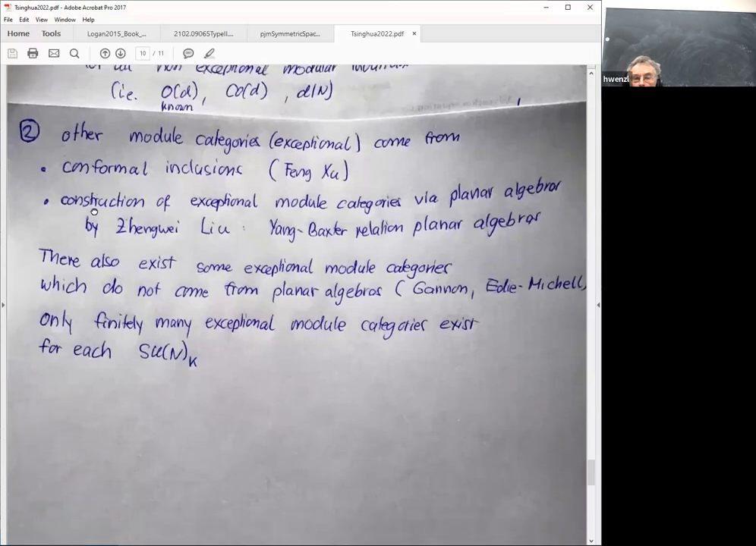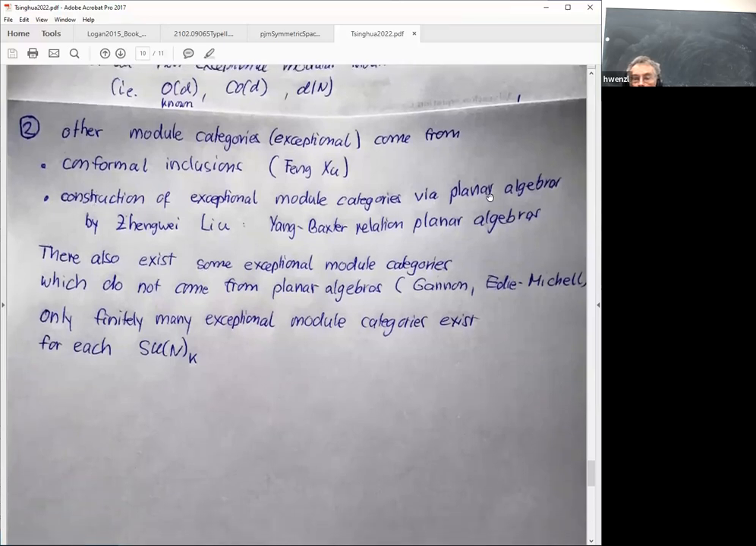There also exists another construction of exceptional module categories via planar algebras, like Tsinghua constructed some of them using in his paper Yang-Baxter relation planar algebras. And this is essentially, in principle, almost the same. The idea is more or less similar to mine, namely he constructs extensions of the Hecke algebras by a completely different method, and then shows that this again gives module categories. And these are related to some of the conformal inclusions.